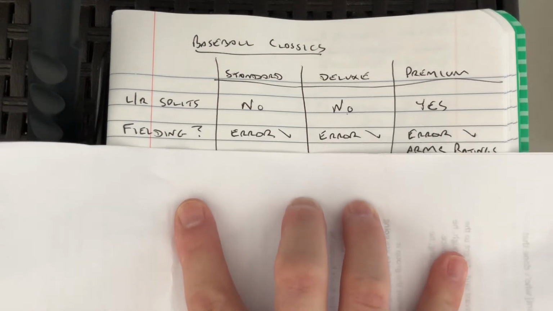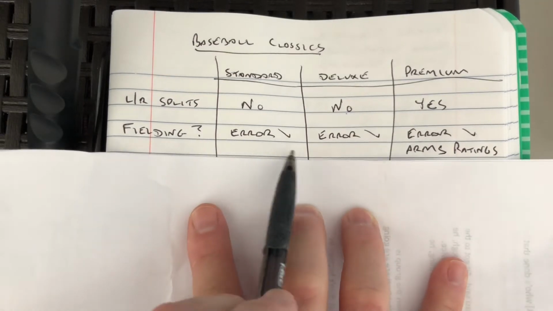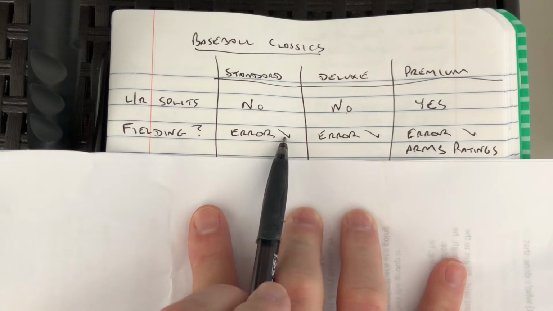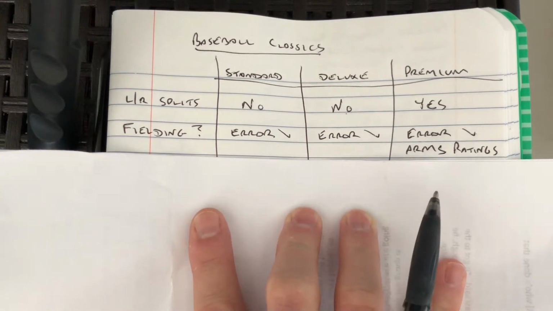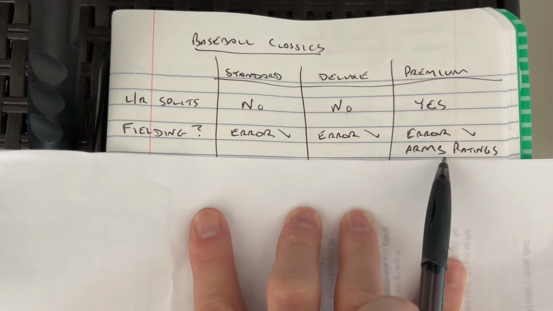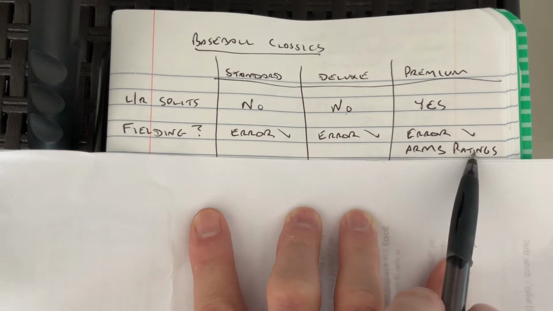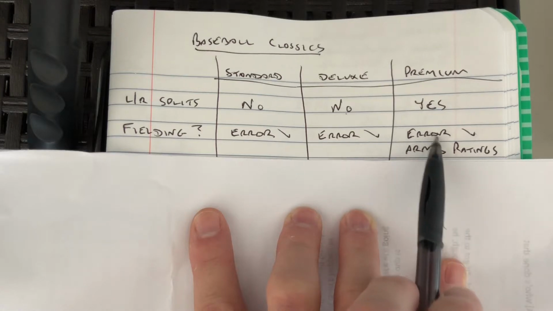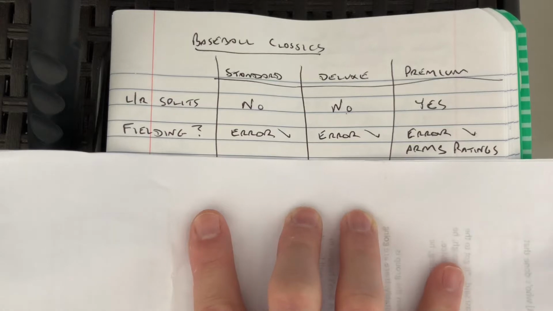Second area of comparison is fielding. How does fielding work? Well, in the standard version there are error checks. In the deluxe version there are error checks. In the premium version there are error checks, and a new development in the premium edition of the game is that there are also ratings for throwing arms. So there are two ways that defense comes into play in the premium version.